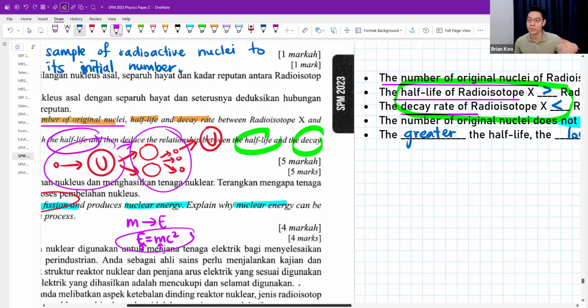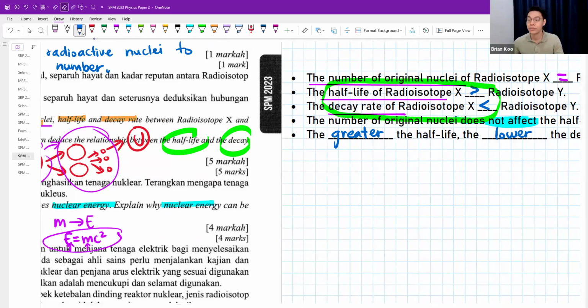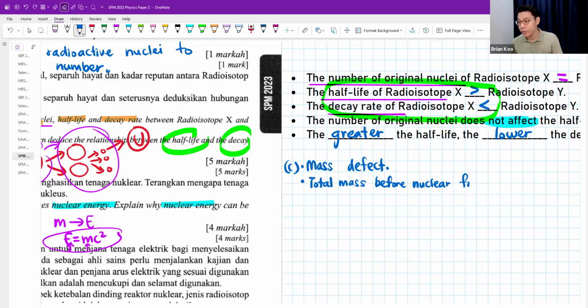Now we're going to try to write the explanation. The reason why there is energy is because there is mass defect. You write the words mass defect, you already get 1 mark. Or you can say mass defect produces the energy. And how do you find the mass defect? You take the total mass before nuclear fission.